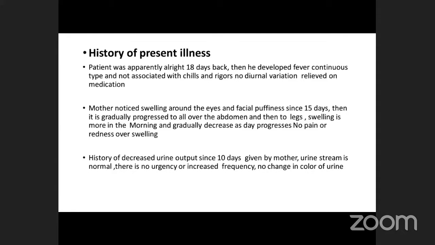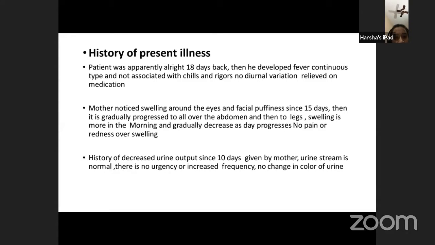Mother noticed swelling around the eyes and facial puffiness since 15 days. Then it gradually progressed to all over the abdomen and then to legs. The swelling is more in the morning and gradually decreases as the day progresses. There is no pain or redness over the swelling. History of decreased urine output since 10 days is given by the mother. Urine stream is normal and there is no urgency or increased frequency. There is no change in the color of the urine.